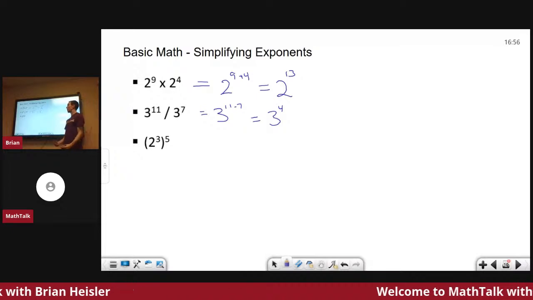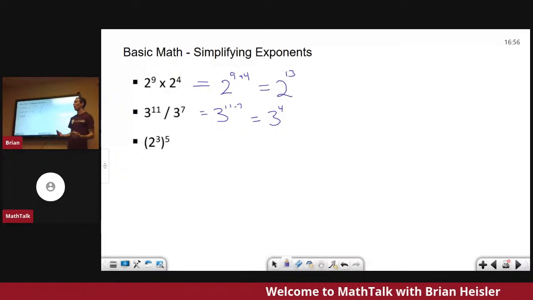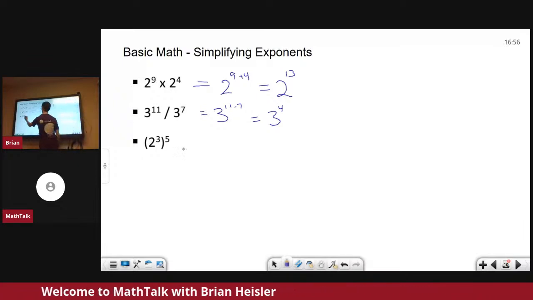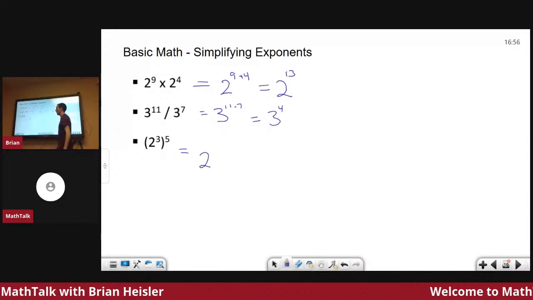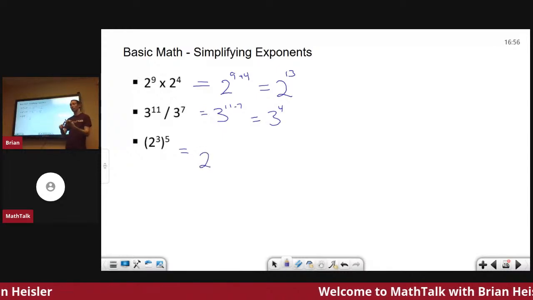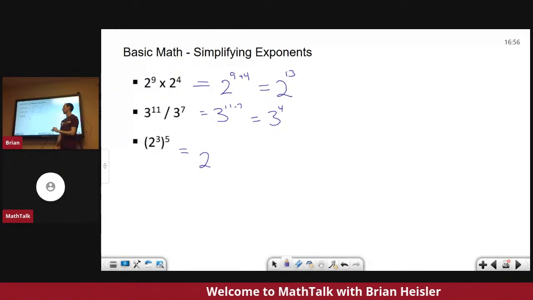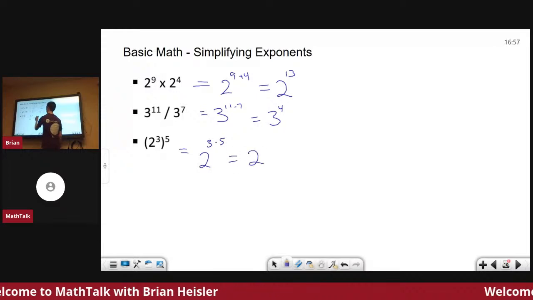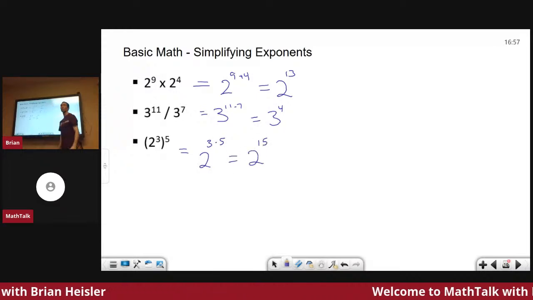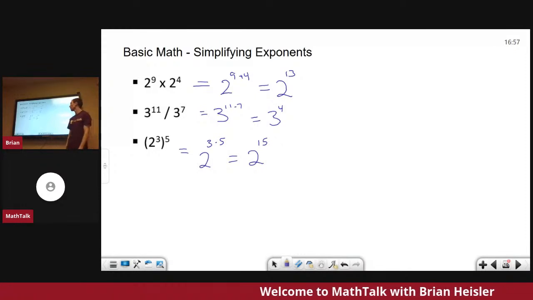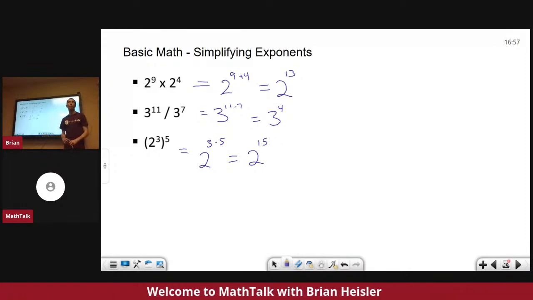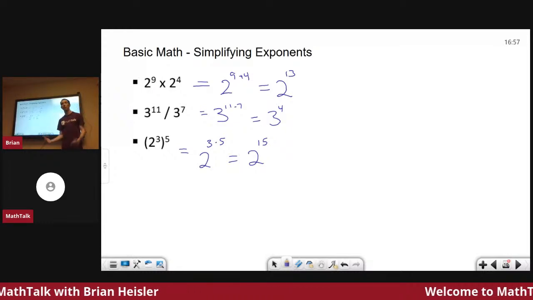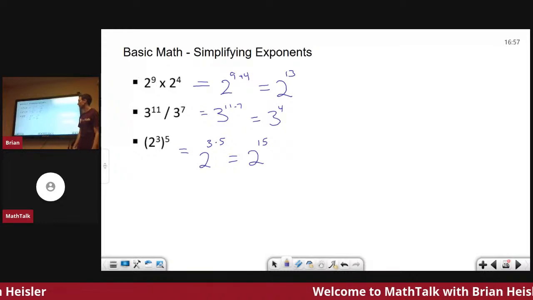Last one I have is if you have a base raised to a power, and then that whole quantity is raised to another power, what you're going to do is take the base, keep it the same, and instead of adding, instead of subtracting, you're going to multiply the exponents. So 3 times 5 is just 2 to the 15th, which is a surprisingly large number if you were to actually type that in your calculator. But that's all it is. So really, that's what these problems are meant to do, help you understand the rules, and then you could fly through them. All right?